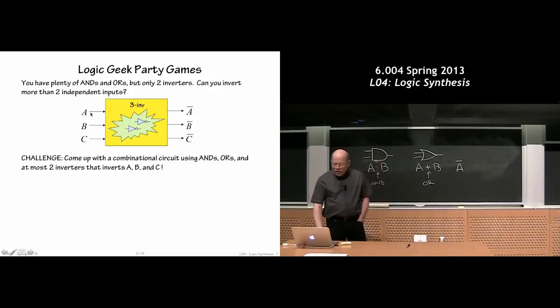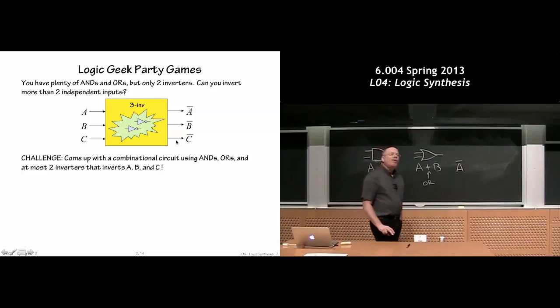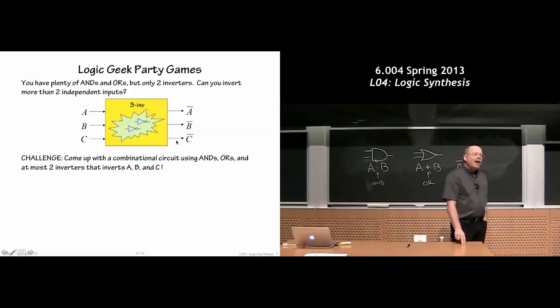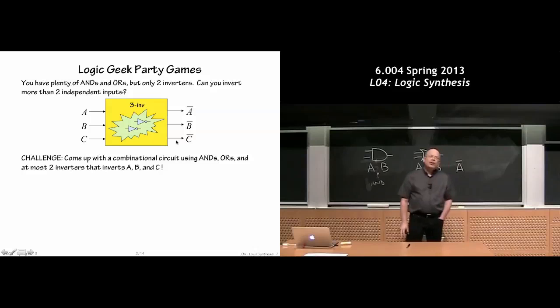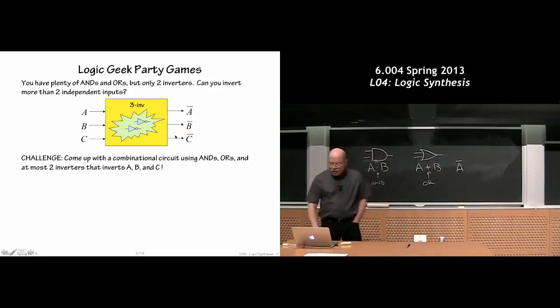This circuit takes in three inputs, A, B, and C. The combinational circuit is supposed to produce three outputs: not A, not B, and not C. My question to you is, can you design a logic circuit that implements this using only two actual inverters? Otherwise, you're just using ANDs and ORs.